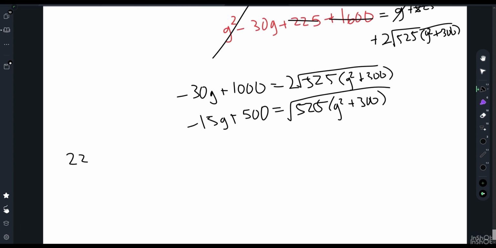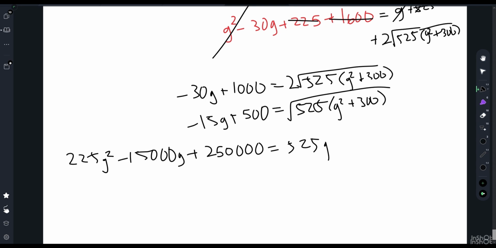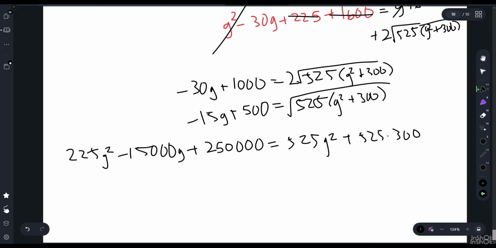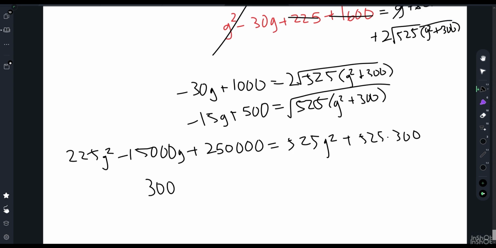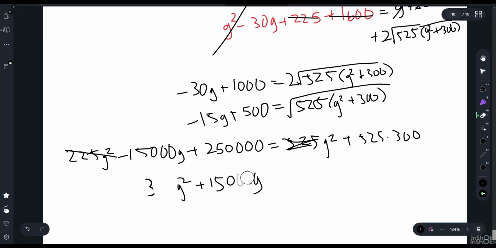Now we have 225g squared minus 15,000g plus 250,000 is equal to 525g squared plus 525 times 300. So now we have 300g squared. Let's subtract these on both sides. Plus 15,000g. And now let's divide by 100. So 100, 100, 100.